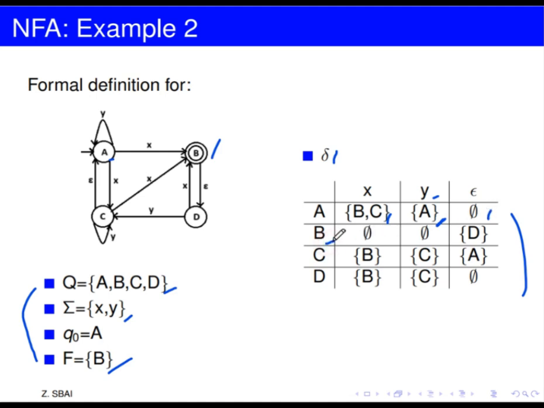From B, we have only one arc going from B, which shows that we may transit to D without any symbol. So we'll write here in the column epsilon the set containing only the state D, and so on.